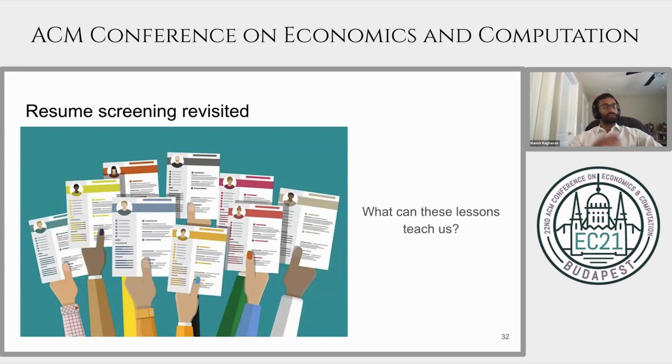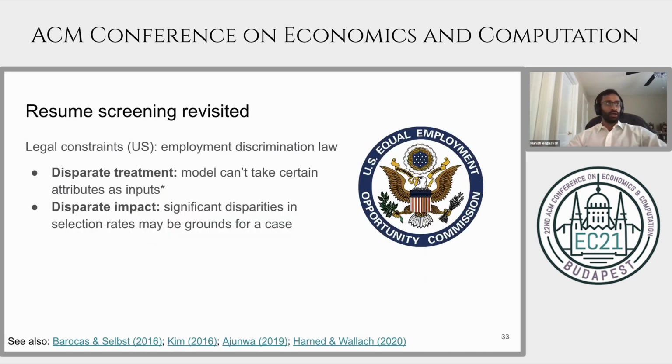So that's a lot of lessons or results that I've thrown at you. Let's try to make them more concrete and look at how they might apply, again, to our resume screening example. One of the most important constraints that you might face in an application like resume screening is the legal constraints, right? You might want to implement whatever definition of fairness you have, but ultimately you have to think about whether the law allows you to do that.